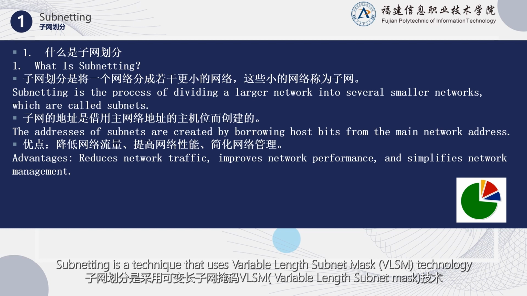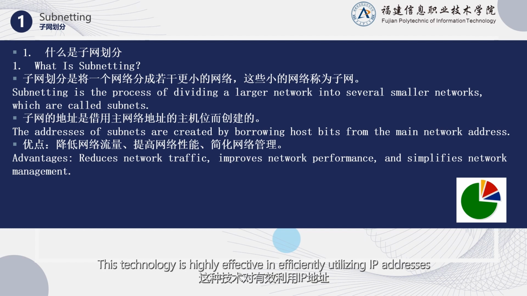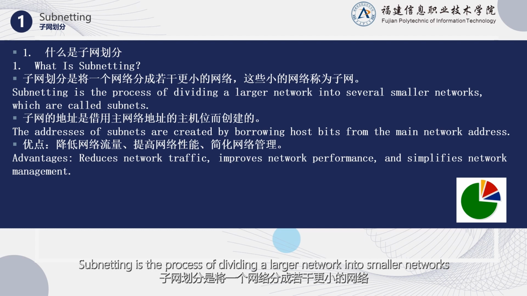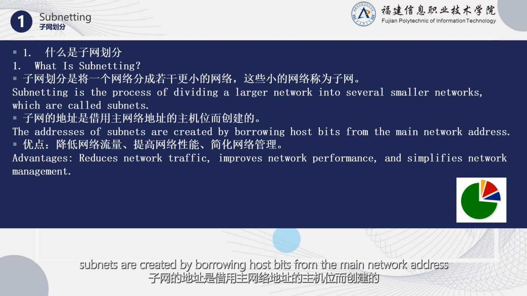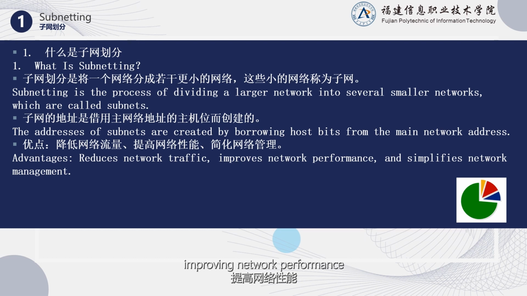Subnetting is a technique that uses variable length subnet mask (VLSM) technology, which involves changing the length of the subnet mask. This technology is highly effective in efficiently utilizing IP addresses and reducing the size of routing tables. But what exactly is subnetting? Subnetting is the process of dividing a larger network into smaller networks, which are referred to as subnets. Specifically, subnets are created by borrowing host bits from the main network address. The advantages of subnetting include reducing network traffic, improving network performance, and simplifying network management.